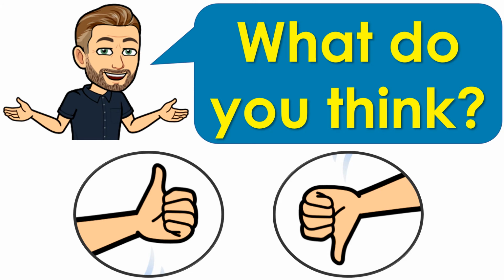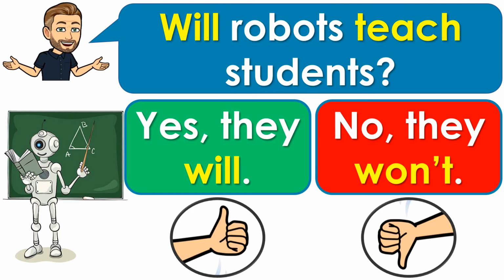Now, this time I'm going to ask you a question about the future, and I just want you to show me with your thumbs up or thumbs down, whether you think this is something that will happen or won't happen. So you just have to share your answer with your thumbs up or thumbs down. Let's take a look at the first question. Will robots teach students? So thumbs up for yes they will, or thumbs down for no they won't.